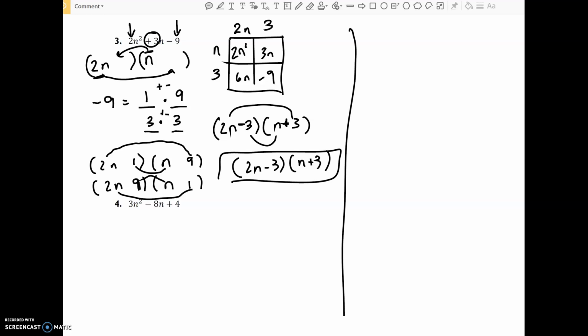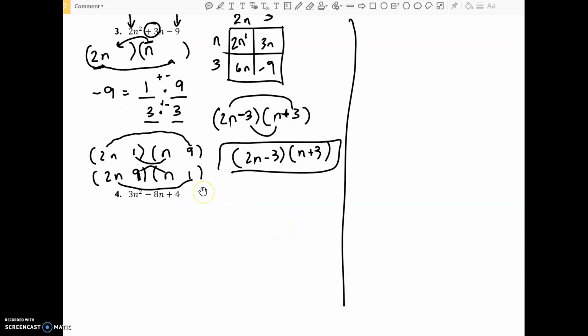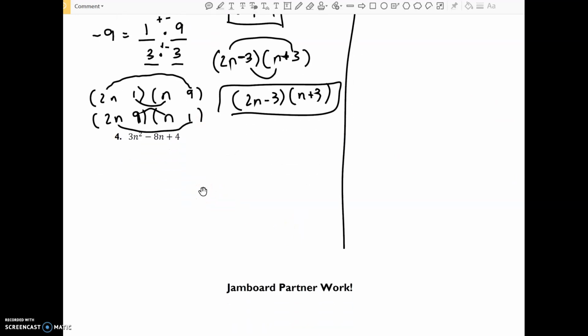We're going to do guess and check for the last one. Then I'm going to have another way that maybe you like, maybe you don't. 3n squared minus 8n plus 4. I look at the very first term, 3n squared. The only way we're getting 3n squared if we multiply two nice terms is 3n times n.